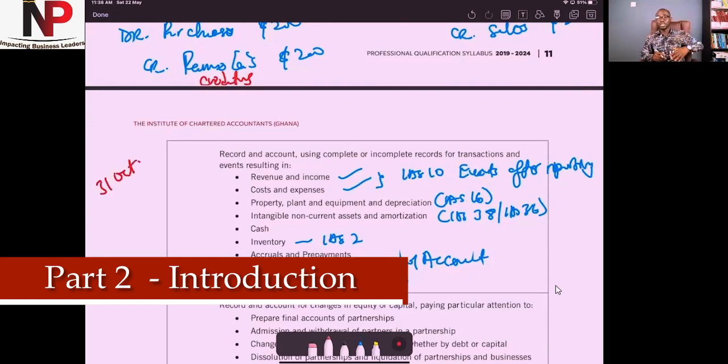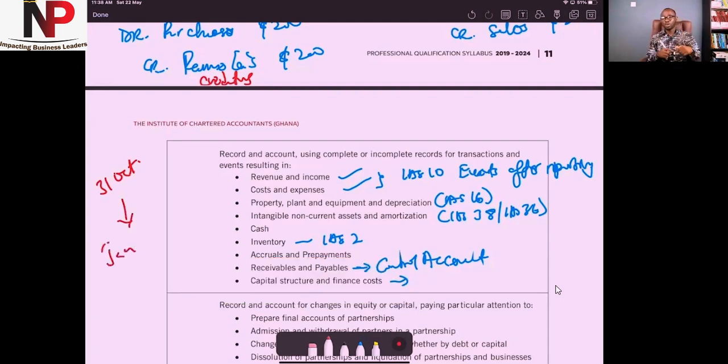So at the end of 31st October, they've prepared financial statements. Now, the financial statement will be published probably in January. Before the financial statements are published in January, between October and December, the transactions that took place are what we call the events after the reporting period. Do we adjust the financial statement or do we just disclose it in the footnote?